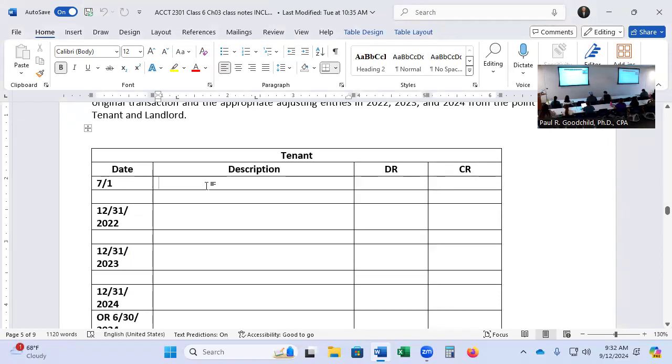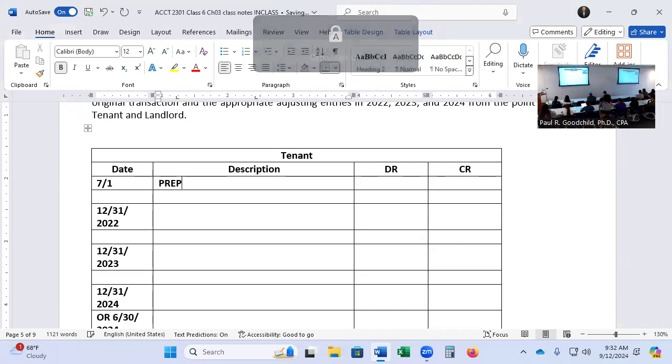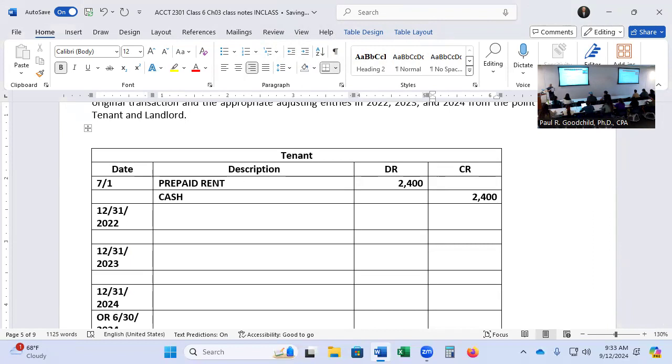And so the tenant paid out cash to get prepaid rent, right? So your first entry would be prepaid rent, and that would be $2,400. You gave up cash, so that's going to be your credit of $2,400. We're on page 4. It looks like this if you have your handout, in case you're confused, in case you need that.